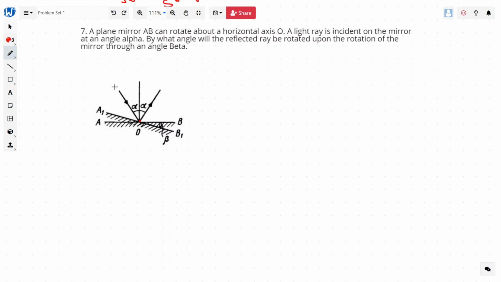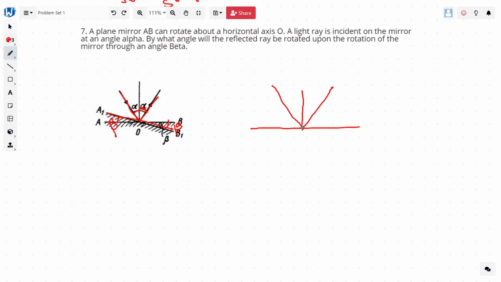Here the light ray is coming, it is getting reflected at angle alpha, hence the angle of reflection is the same. Now if we rotate the mirror by an angle beta, this will also be the same. How much will the light ray turn? So let's try and solve that. So here is our mirror. Here is the reflection happening.